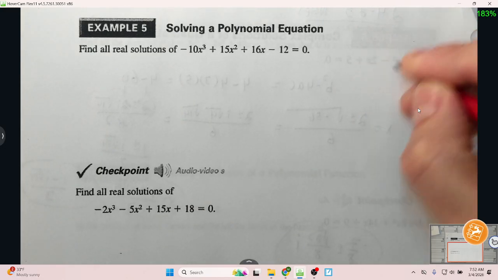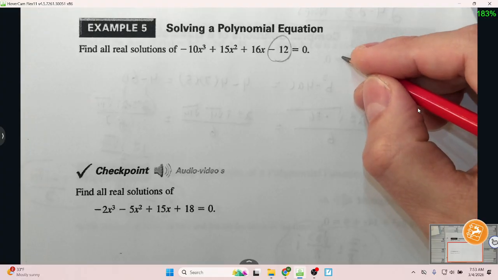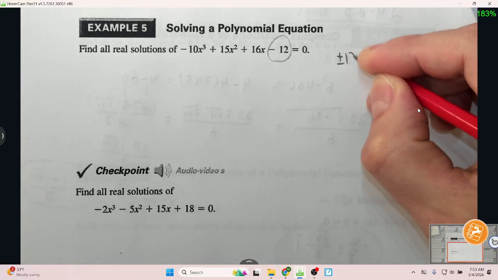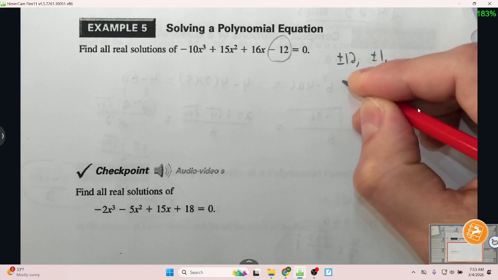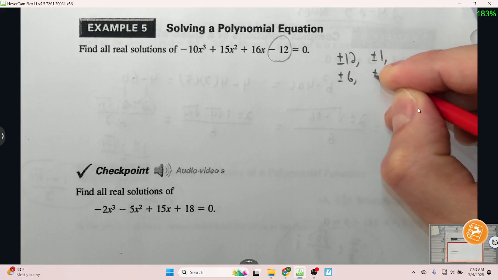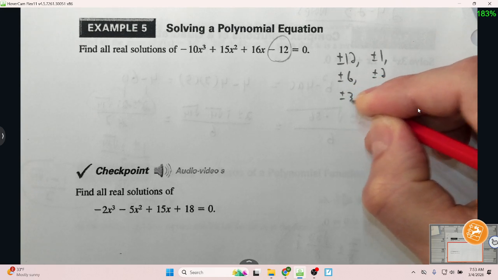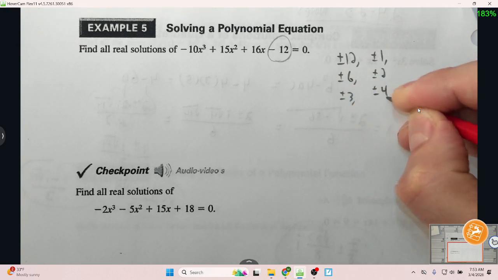So I'm going to put the factors of this guy over here. So that's going to be plus or minus 12, plus or minus 1, plus or minus 6, plus or minus 2, plus or minus 3, plus or minus 4.